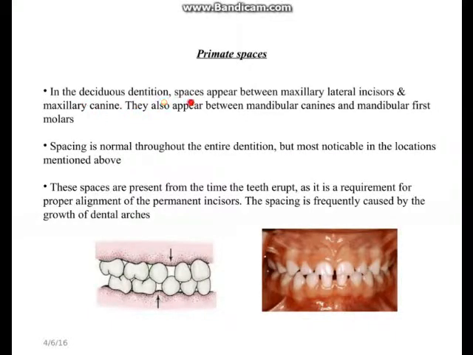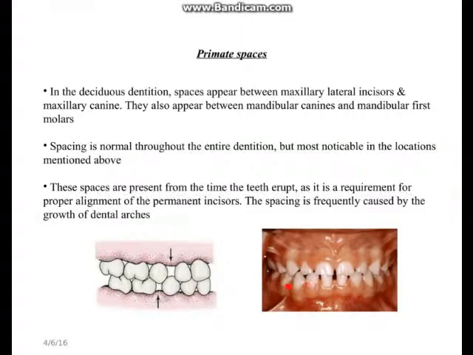In the deciduous dentition, spaces appear between the maxillary lateral incisors and the maxillary canine, right here. This is a maxillary lateral, and this is a maxillary canine, and you have a big space over here. And then between the mandibular canine and mandibular first molar, there's a space over here. Now, these spaces are supposed to be the widest spaces, or if the child doesn't have any spaces, at least they're going to be there.